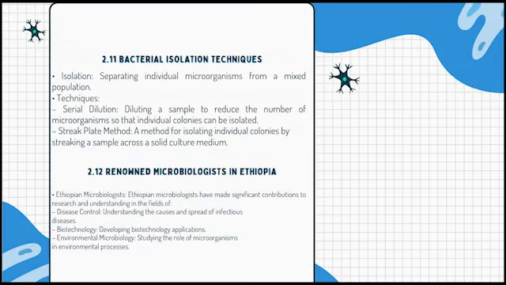To study bacteria, we need to isolate them. Techniques include serial dilution, which reduces the number of microbes in a sample, and the streak plate method, spreading a sample on a culture medium to grow individual colonies.